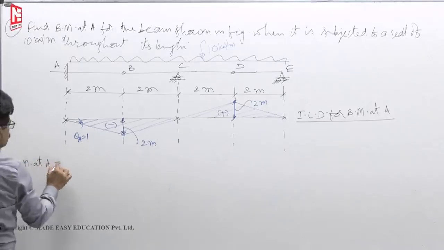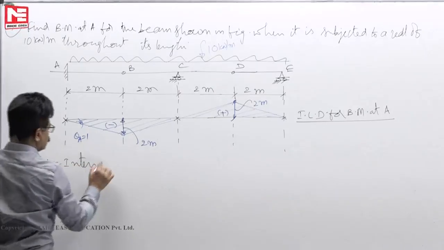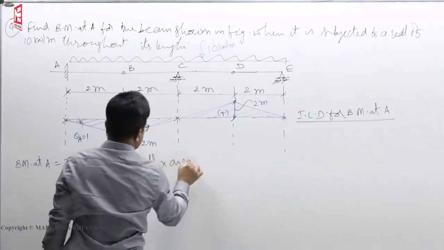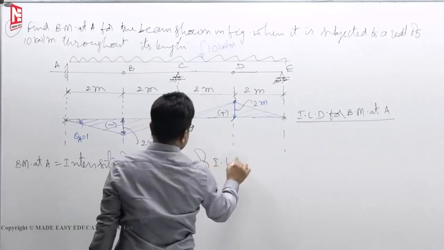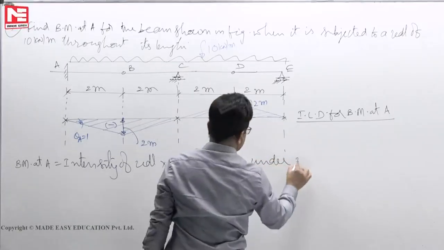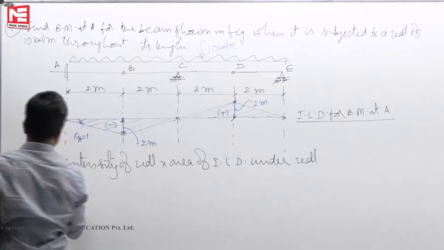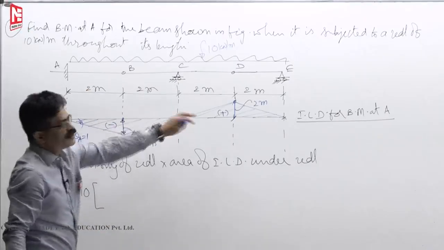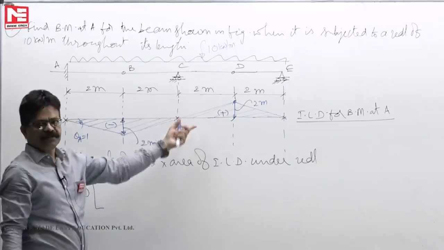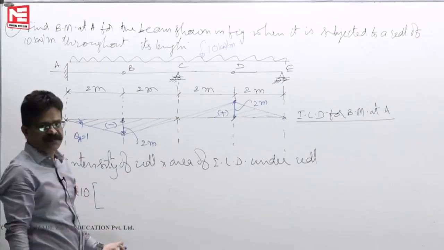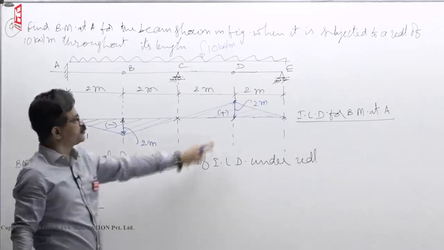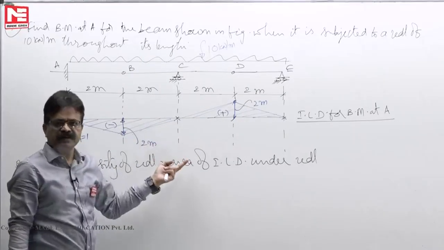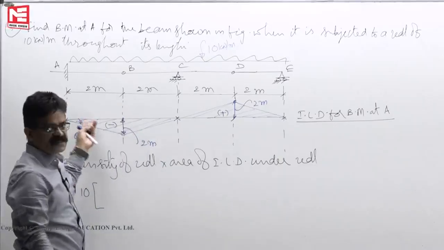Bending moment at A means intensity of UDL into area of ILD under UDL. Now intensity is 10. This is negative area, this is positive area. What is the net area? 0. So directly you can write 10 into 0, 0 itself. You don't have to write all this also. Just by saying intensity into area, positive area and negative area are the same, net area 0, we can take the answer as 0 itself.